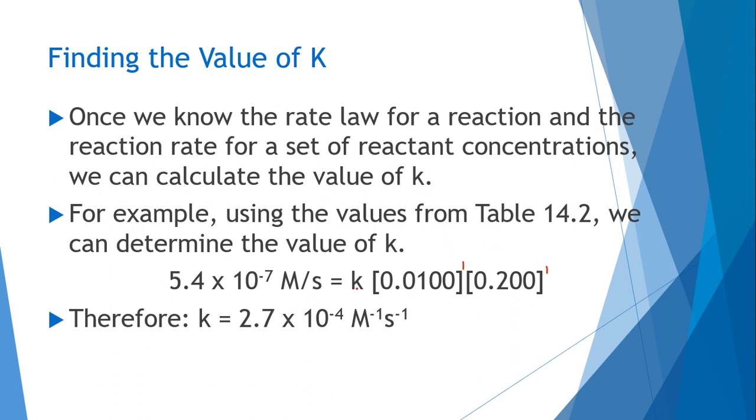Here, it's simple algebra, and you can solve for k, which means I'm going to take these two values, multiply them together, and then divide them to the other side to get k by itself. You're going to see that the k value here is 2.7 times 10 to the negative 4th. Our unit here is molarity to the negative 1st and second to the negative 1st, and we're going to talk about what units to use when in a few slides.